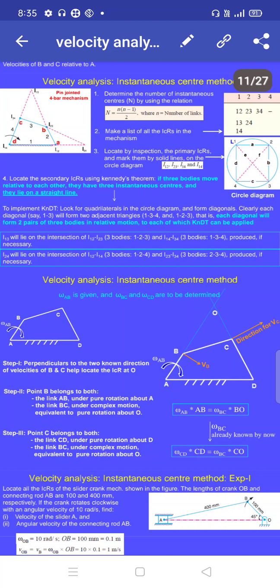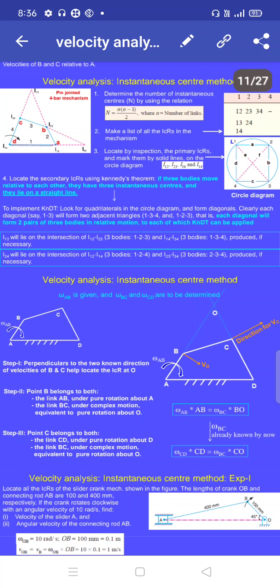Step 1. Before that, we have to know omega AB is given, and omega BC and omega CD are to be determined. Step 1: perpendiculars to the known directions of velocities B and C help locate the instantaneous center at O.